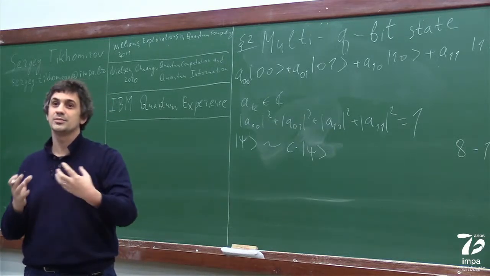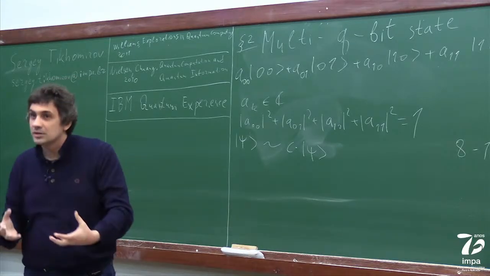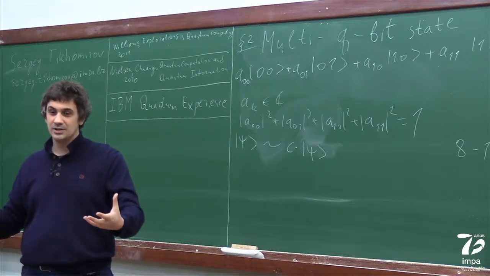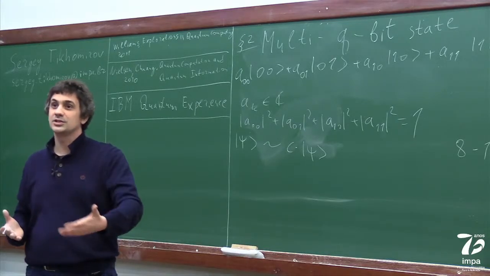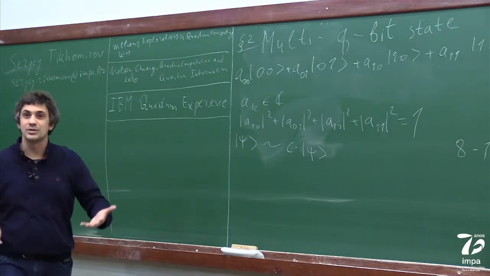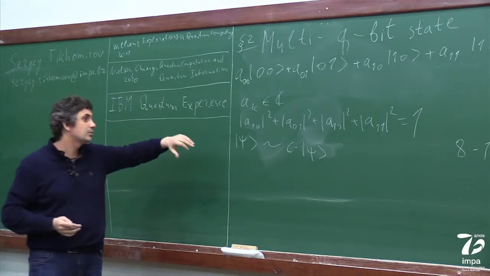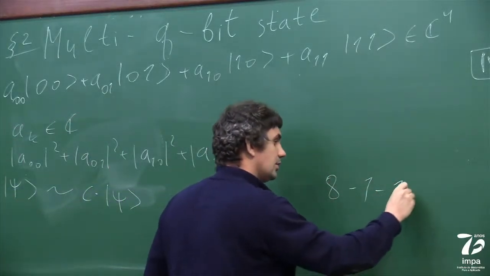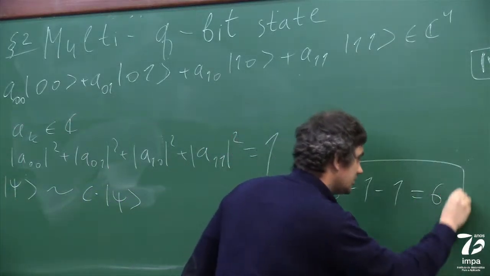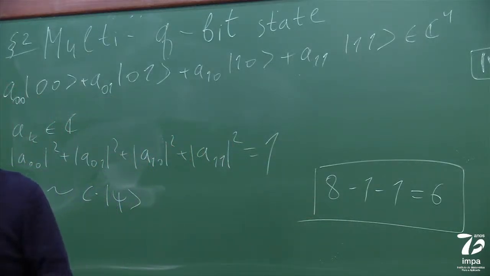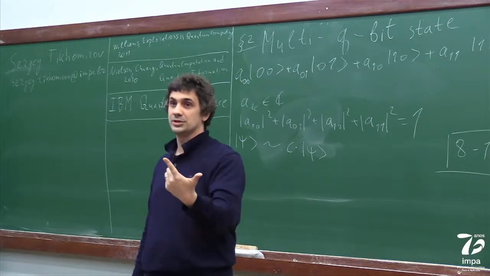So you cannot consider them separately. And this is the key difference with classical computers, where all bits exist separately, and you can consider them individually and only do manipulations between them. Here, the state is in this form. So 8 minus 1 minus 1 is equal to 6. And 6 is bigger than 2 plus 2. So 2 qubits is something richer than 1 qubit.